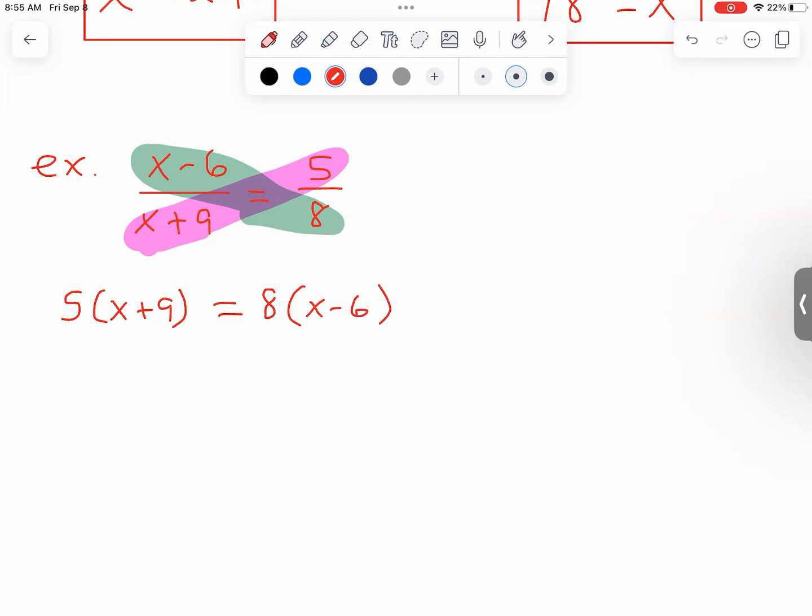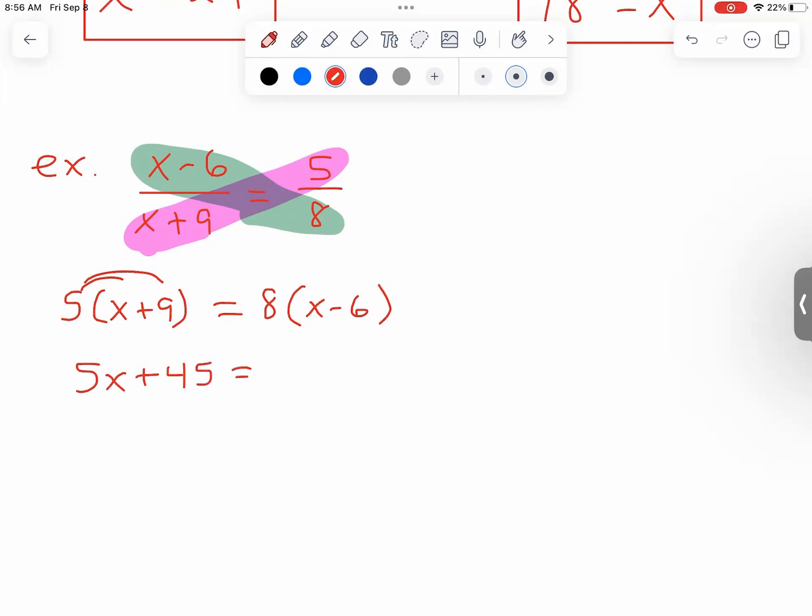Okay, so be careful that you remember those parentheses when we cross multiply. Really common to forget those. All right, so now that we're here, we want to solve using our regular algebra skills. When we distribute, I'm going to get 5x plus 45.